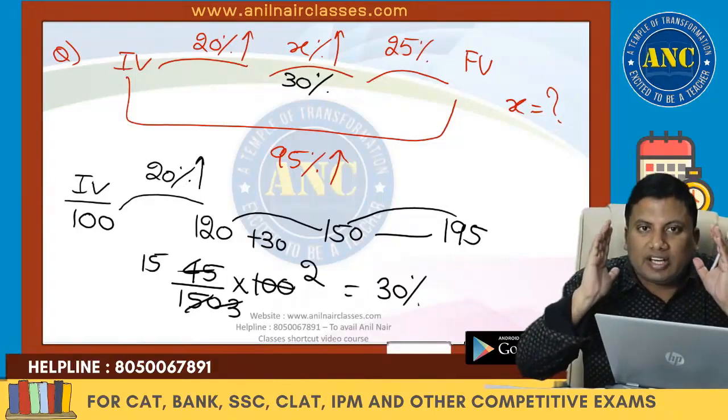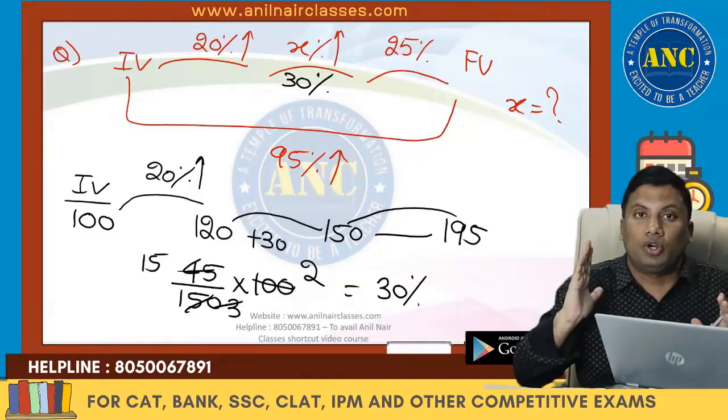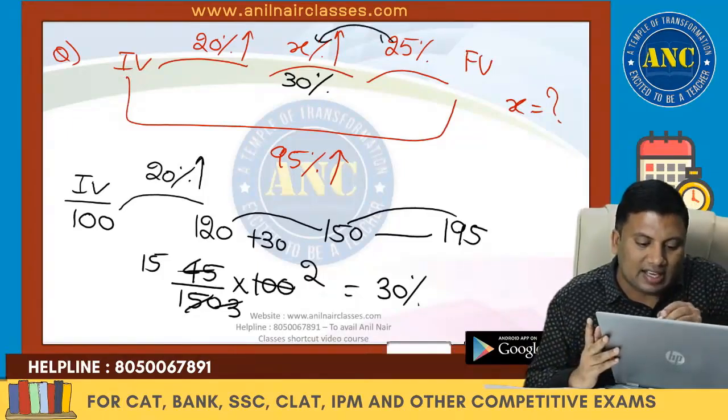If there are percentage changes in between, first take all the values which are known to you. Then take the last value as x. So 25 and x are interchanged.